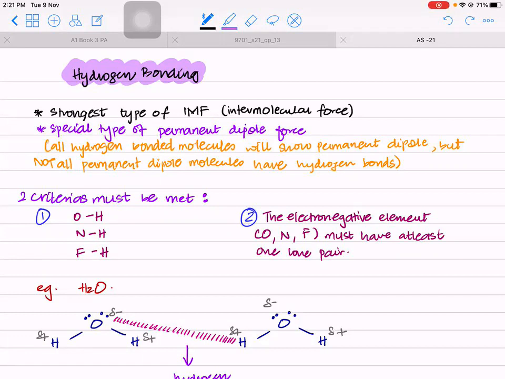What are the two criteria? First, you must have an H bonded to an O, or H bonded to an N, or H bonded to an F directly. And the electronegative elements in those bonds, which are O, N, and F, must have at least one lone pair. If both criteria are fulfilled, then you will have hydrogen bonding. Yes, and this is the strongest type of intermolecular force.